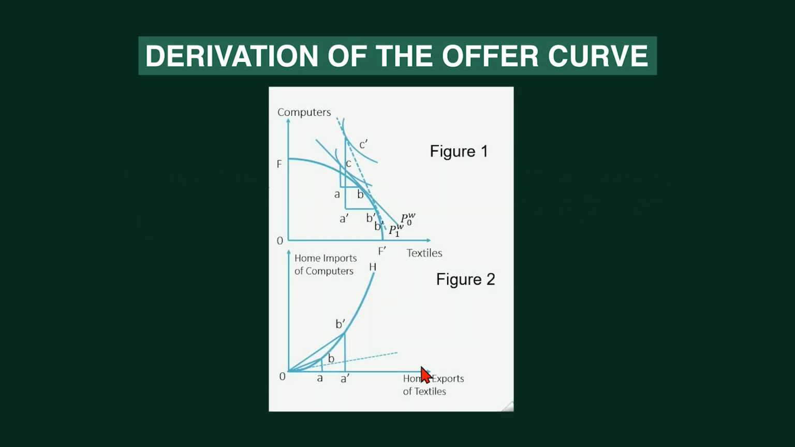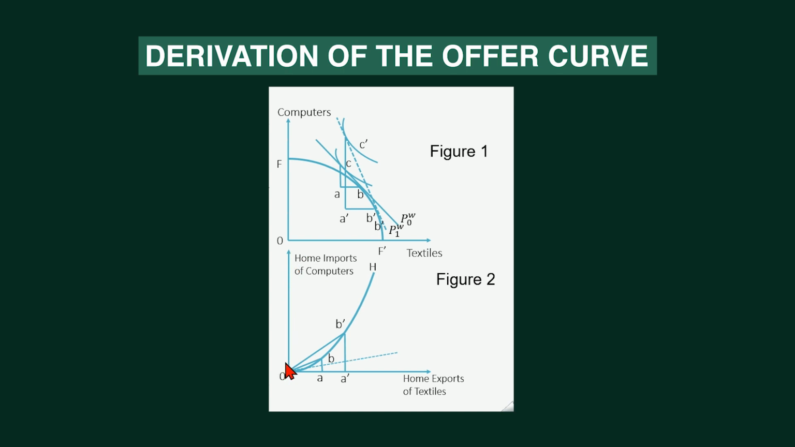For the home economy, textile is the home export. That is why the offer curve is like this. So what is going to happen for the foreign economy? For the foreign economy, computer is foreign's export. Home imports that commodity that is being exported by the foreign. So foreign's export is computer, and this is measured along the vertical axis here.